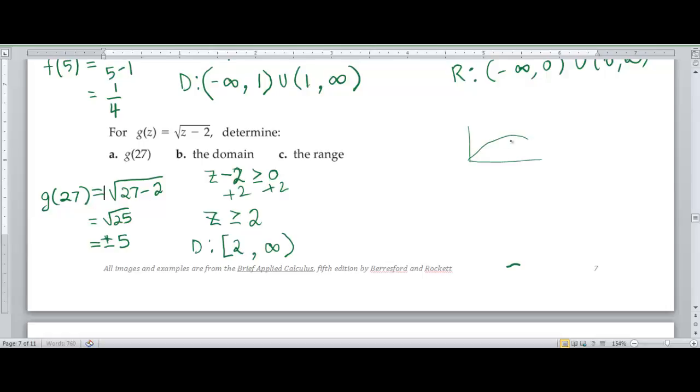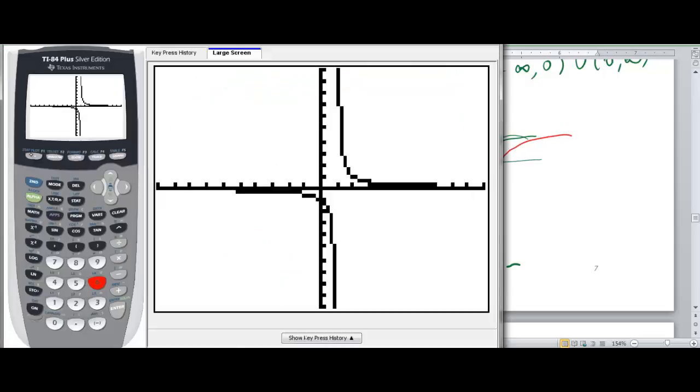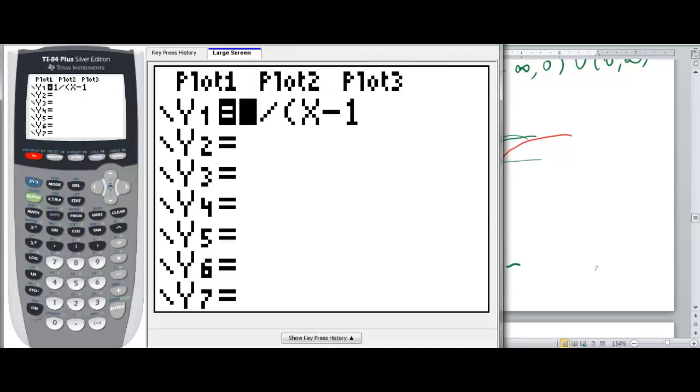Right? Kind of like this. And then this minus 2, if it's a minus 2 and the x, that means it's moving to the right 2. So it actually looks like that. Okay? Now, if you don't know what that looks like, that's okay. Just plot it on your calculator.